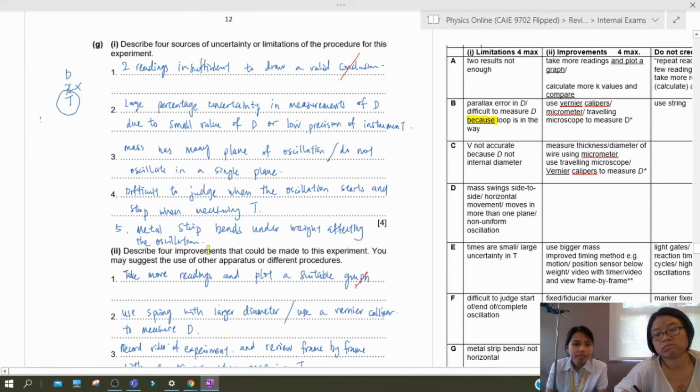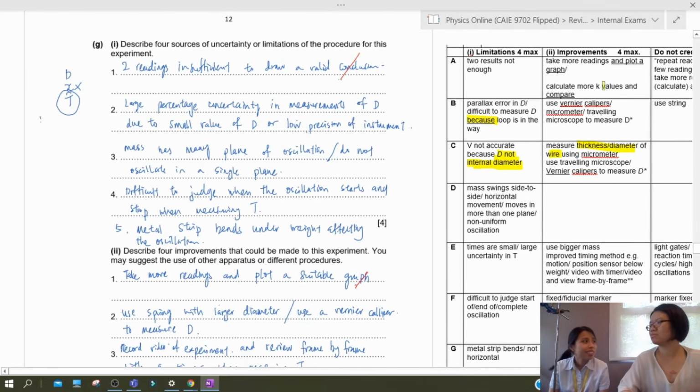So if what we wrote is D is small, I guess okay also. I would accept it if I saw this now: D is small, so large percentage uncertainty. V is not accurate because D is not the internal diameter. I guess that one's debatable, but interesting, I didn't think of that. If D is not the internal diameter, then you need to measure the internal diameter by subtracting the thickness of the wire.